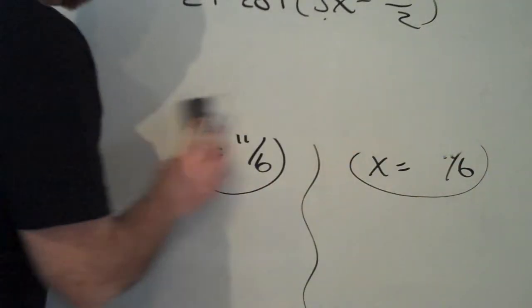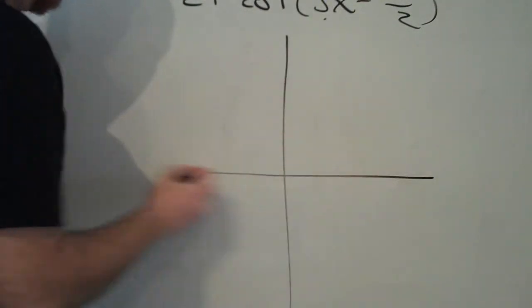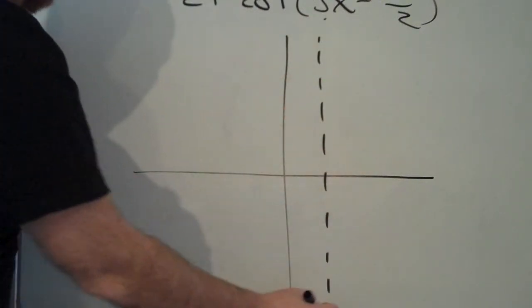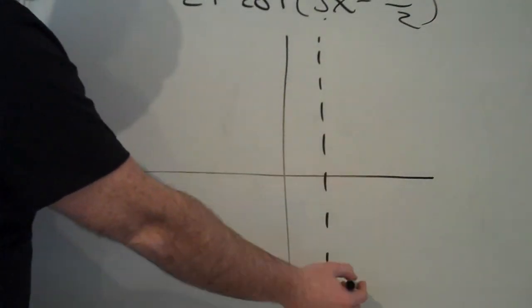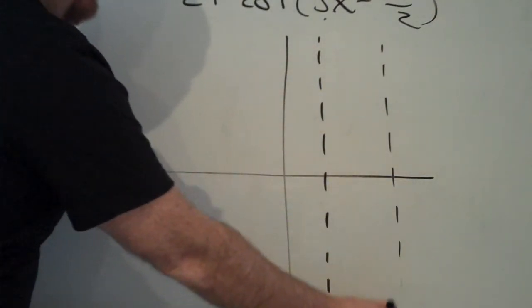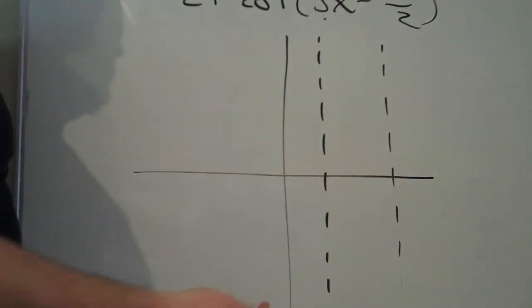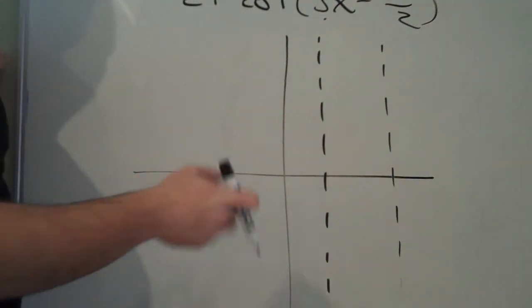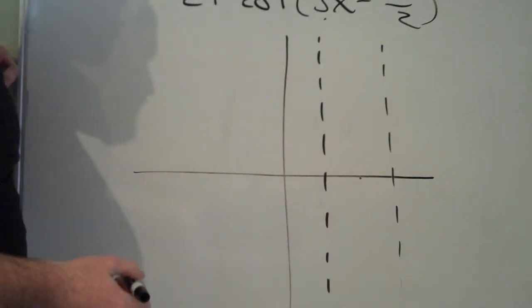So we know where our asymptotes are: pi over 6 and 3 pi over 6. So when we go to graph this, when we scale our graph, let's make our scale pi over 6. So here's 1 pi over 6, 2 pi over 6, 3 pi over 6. So these are my two asymptotes, and just like tangent, cotangent has an intercept right in the middle.